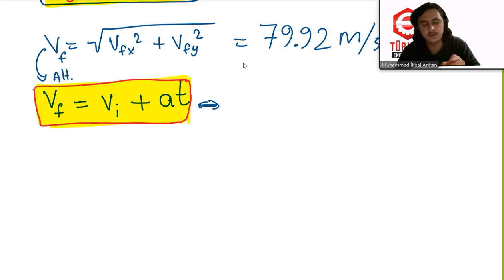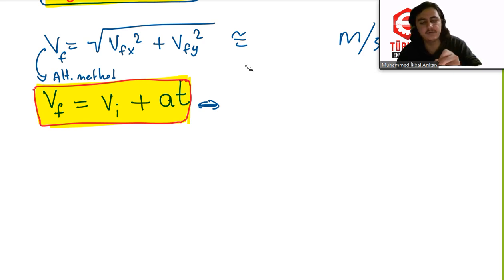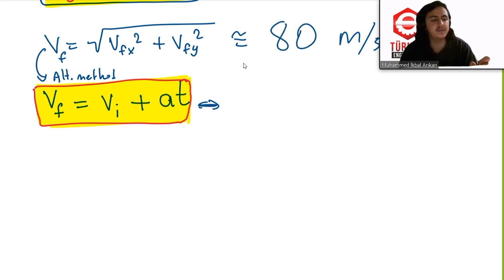Alternative method. I will put here, it is nearly equal to 80, right? It is nearly equal to 80 meter per second. So I will round it. Actually, it must equal 80, but I made some roundings before that made it not equal to 80, just nearly 80.